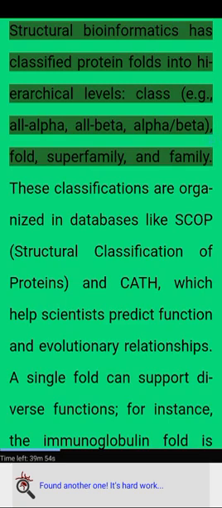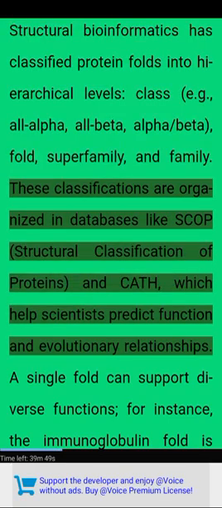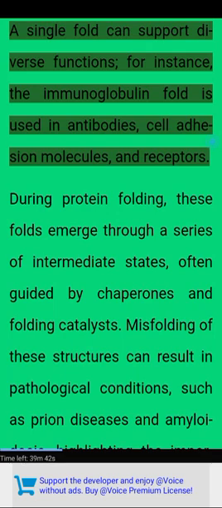Structural bioinformatics has classified protein folds into hierarchical levels: class, e.g., all alpha, all beta, alpha beta; fold; superfamily; and family. These classifications are organized in databases like SCOP, Structural Classification of Proteins, and CATH, which help scientists predict function and evolutionary relationships. A single fold can support diverse functions. For instance, the immunoglobulin fold is used in antibodies, cell adhesion molecules, and receptors.